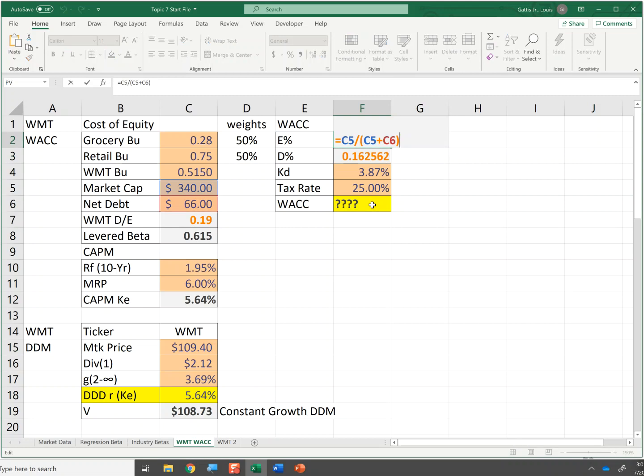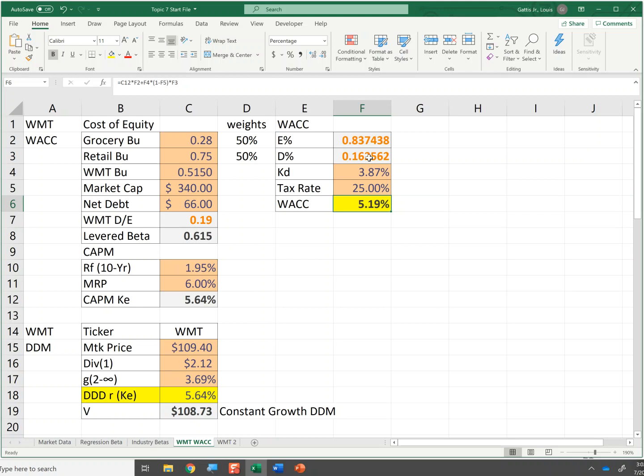So again, notice I have a formula for equity percent, which is E over D plus E. And I could have done D over D plus E for debt percent, but I just took 1 minus the equity percent. So now I can calculate my WACC. That's going to be my cost of equity, 5.64%, times my equity percent, plus my cost of debt, 3.87%, times 1 minus the tax rate, since debt is tax deductible, times the debt percent. So the weighted average cost of capital for Walmart is 5.19%.